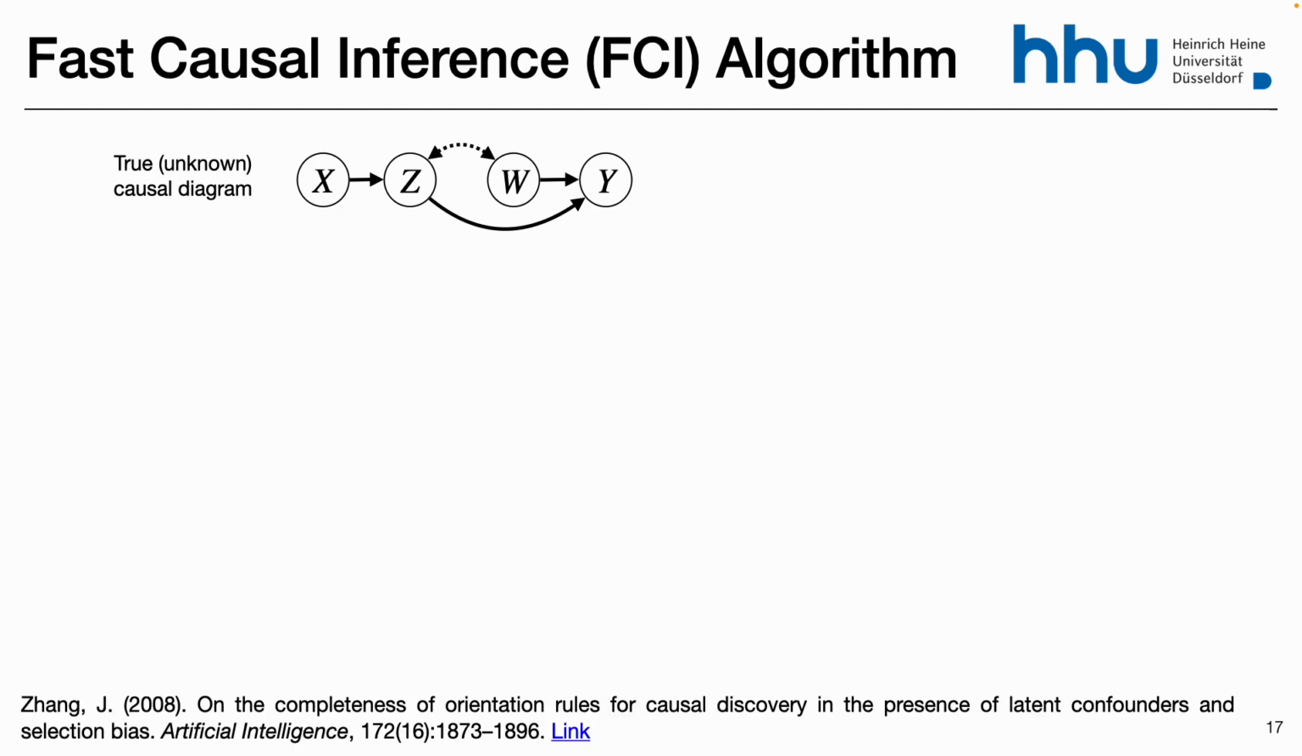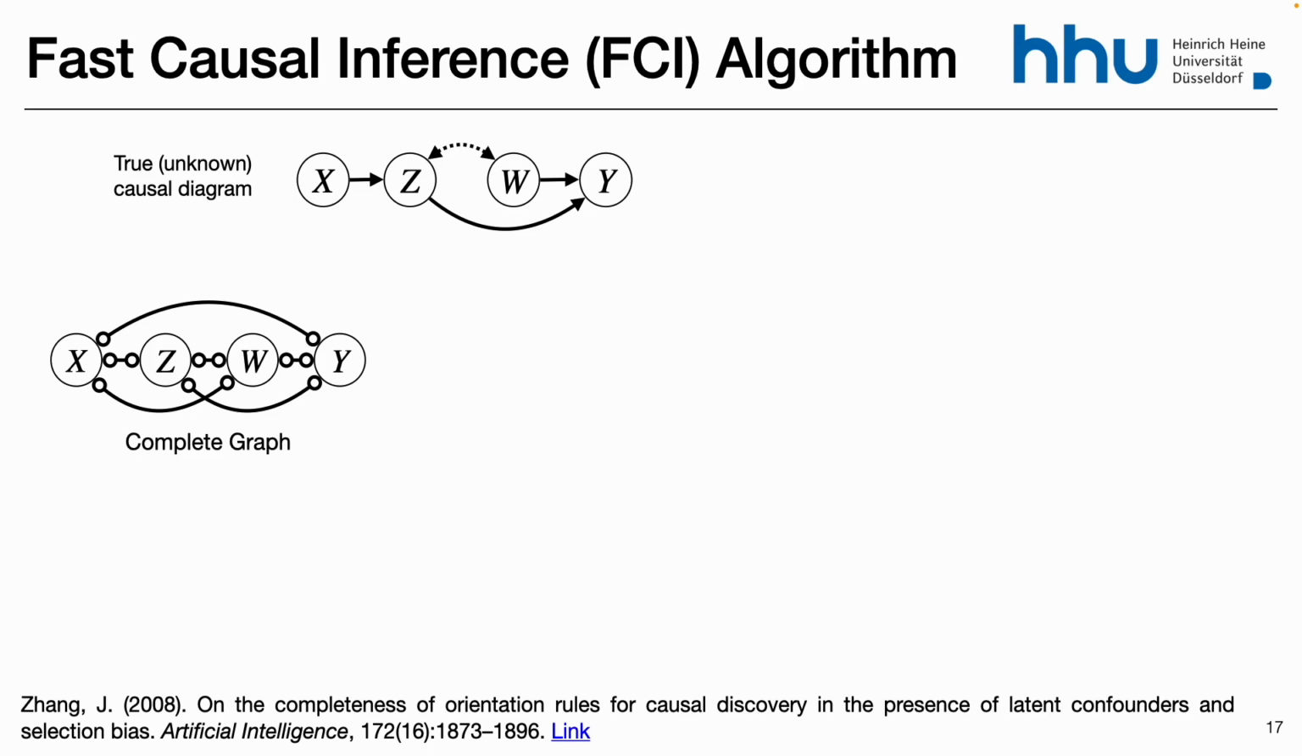The algorithm was actually proposed in 2001, not this paper. Jiji Zhang is the author of this paper. He proved in this paper a set of rules that shows completeness of the algorithm, which means that it's learning everything that's possible to learn from data. He proposed 10 rules, actually completing the set of rules. In the beginning, Spirtes proposed 4 rules, and then he proved rules 5 to 10.